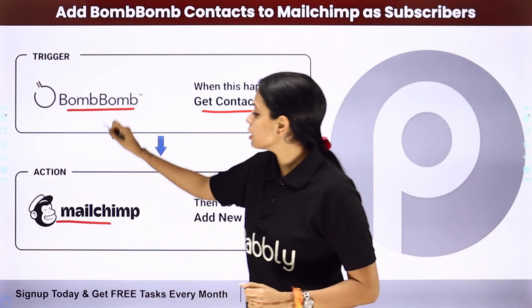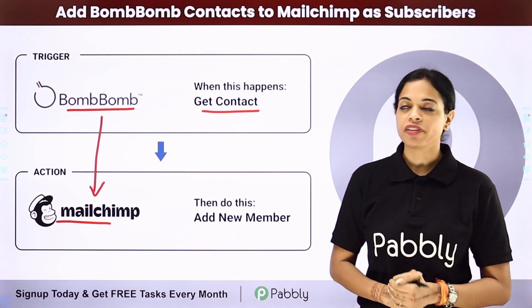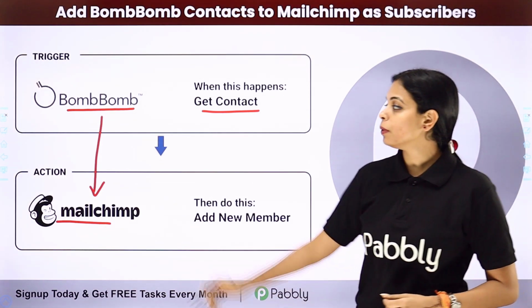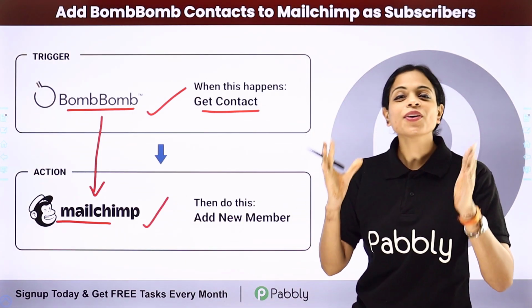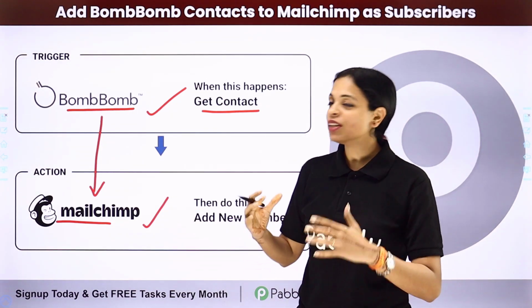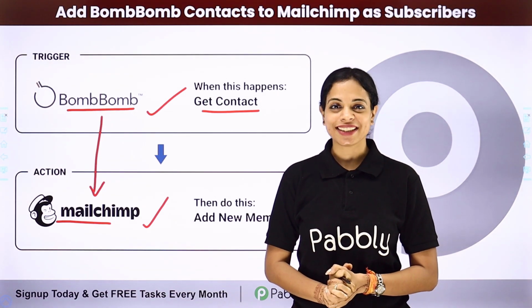For this, you will have to set up some integration between the two applications, and the same thing can be done using Pabbly Connect software. Here your trigger application would be BombBomb and your action application would be Mailchimp. Now, how can you integrate and automate this entire process yourself? To understand that, let me take you to my screen.